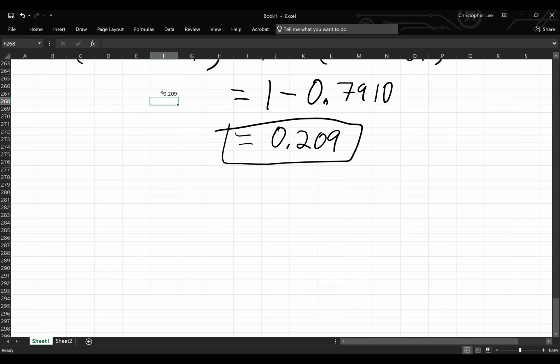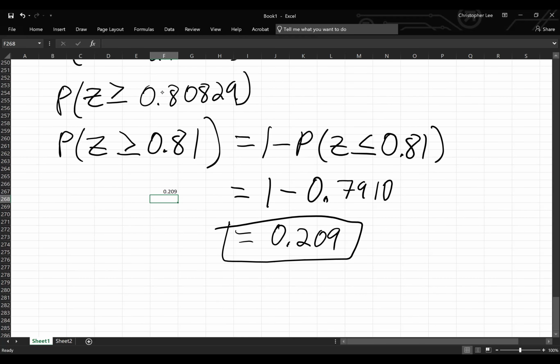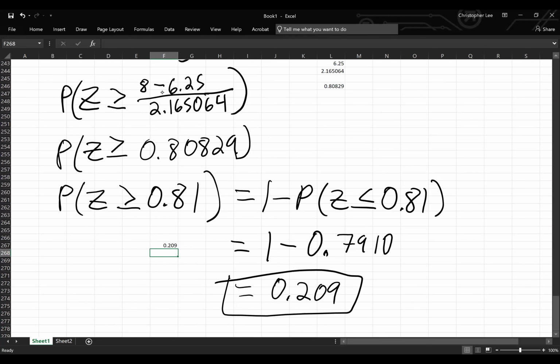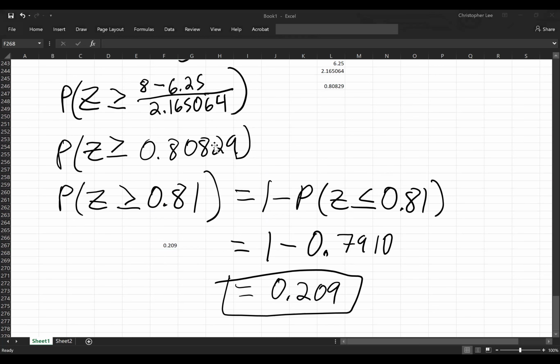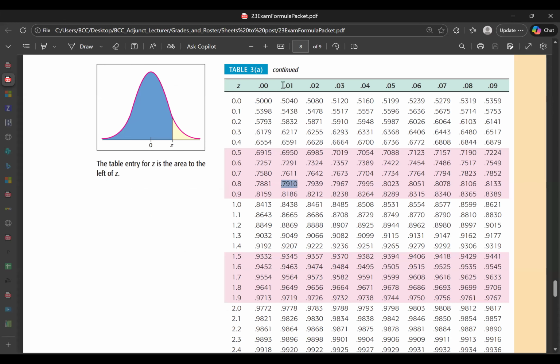Not bad, right? You went to table 3, you went to 0.8, and then up top is the 1, and I look at where they intersect. I went to 3. Did you go? Let me see. Oh, you went to 1. Yeah. Where they intersect. So I got that number, 0.7910.